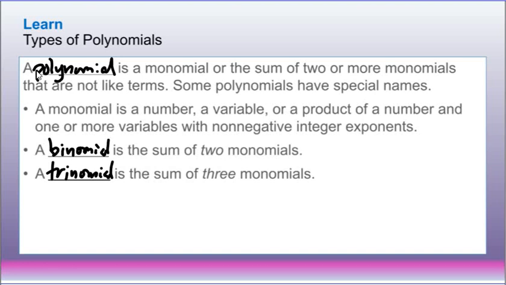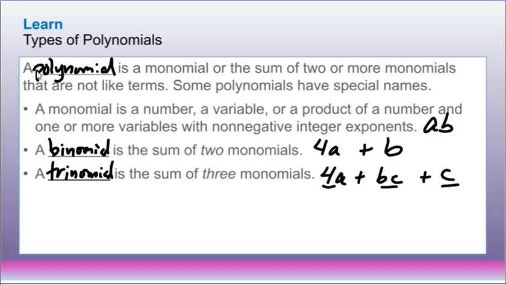So an example of a monomial would be like AB. Binomial could be 4A plus B. And a trinomial could be 4A plus BC plus C. I have three different terms, all separated by plus or minus signs. So here's one term, two terms, three terms. In the binomial, one term, two terms. In a monomial, there's one term.